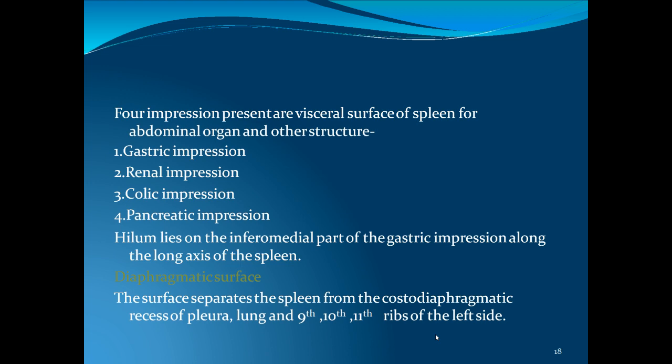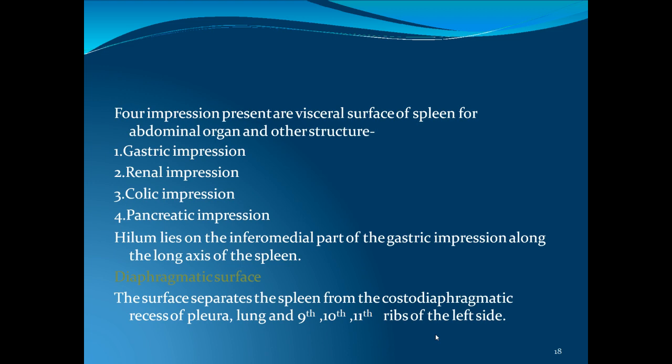Now we'll see the impressions. Four impressions are present on the visceral surface of the spleen for abdominal organs and other structures. These are the gastric impression, renal impression, colic impression, and pancreatic impression. The hilum lies on the inferior medial part of the gastric impression, along the long axis of the spleen.